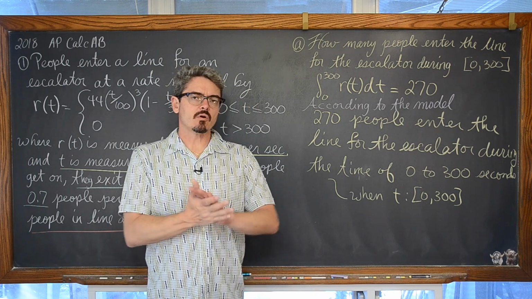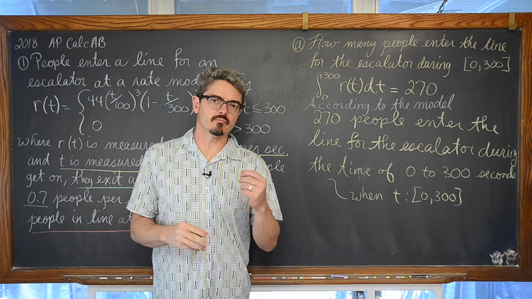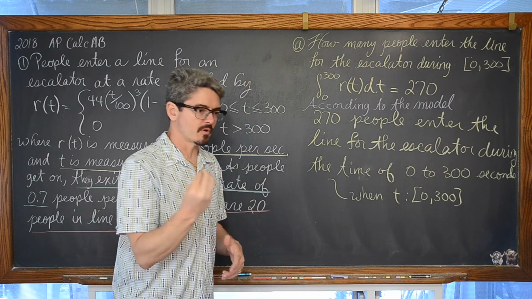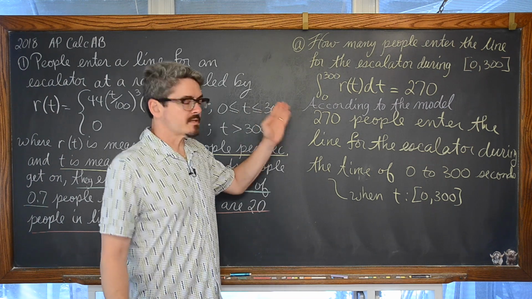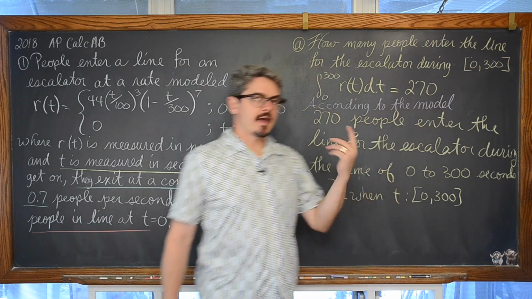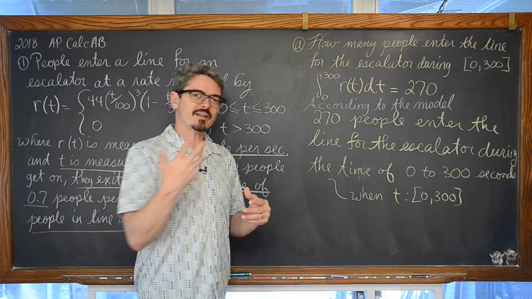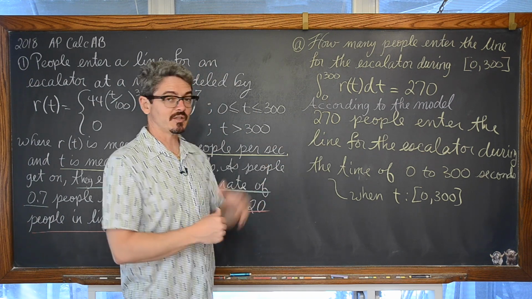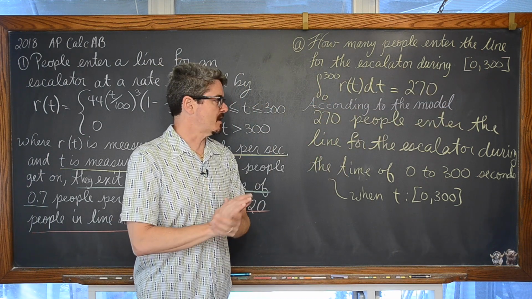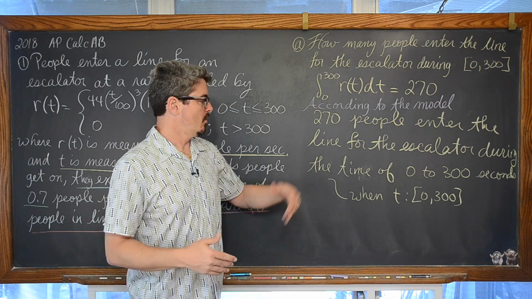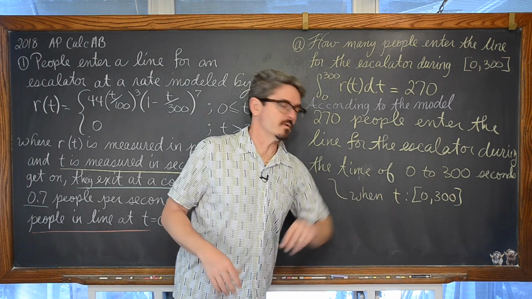I've noticed this more in the language that AP is putting onto their scoring guidelines for the more recent tests, where they're becoming more rigid and more strict about your language. This is an estimate based on the model. They basically start all of these interpretation statements, and I'm trying to get myself into the rhythm of this, and clearly I forgot, with "According to the model, 270 people entered the line for the escalator on the closed interval from 0 to 300."